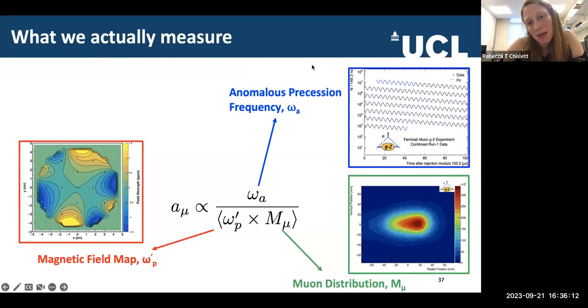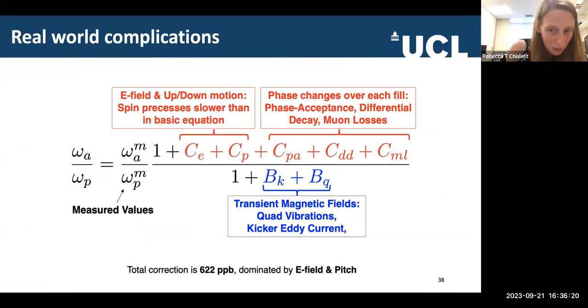So that is the basics of how we make the measurement with these 3 components. Then on top of that, we have some additional complications. So these are applied as corrections. So we have corrections from what we call the E field and the pitch. Then we have 3 corrections that essentially come from the phase of the muons changing over the fill for various reasons. And then there's corrections to the measured value of the magnetic field that mostly come from our pulse systems, which is the kickers and the quads.